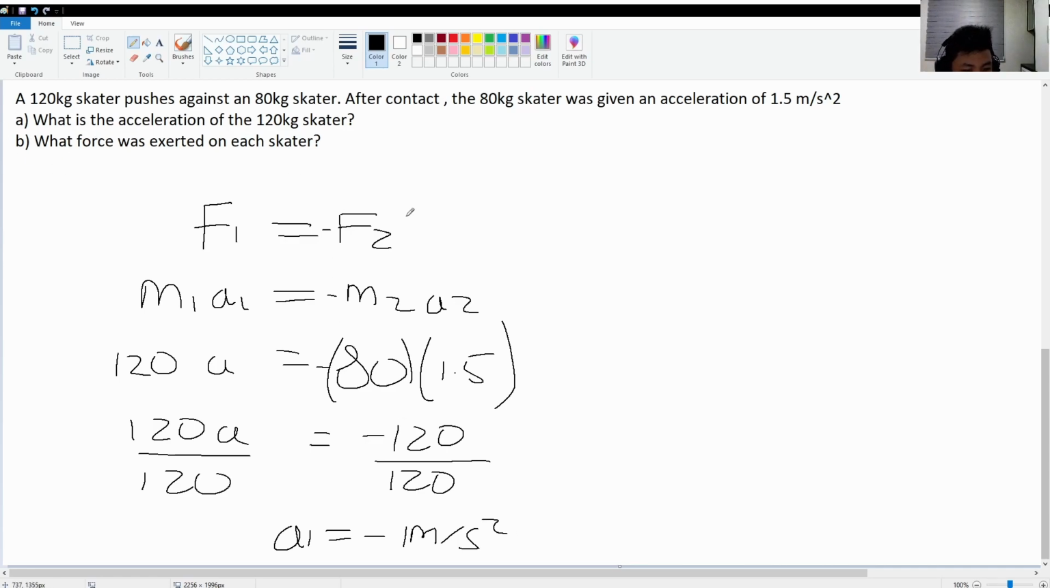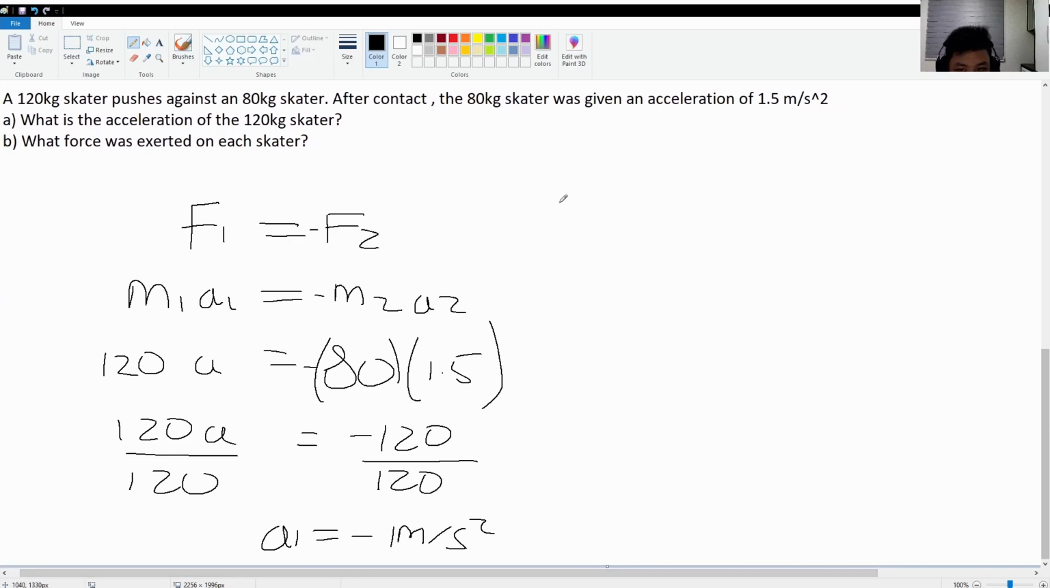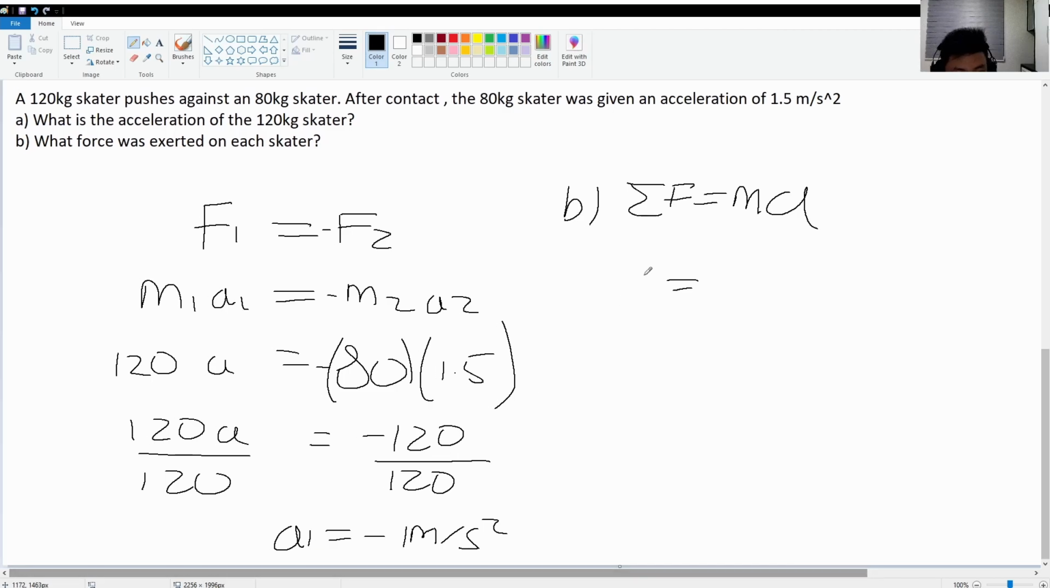So next B, what force was exerted on each skater? So here we're just going to use sum F equals ma. So what is the force? We don't know because we're finding this. So equals, the first one is 120 kilograms, and the first acceleration is minus 1. So the answer is minus 120.